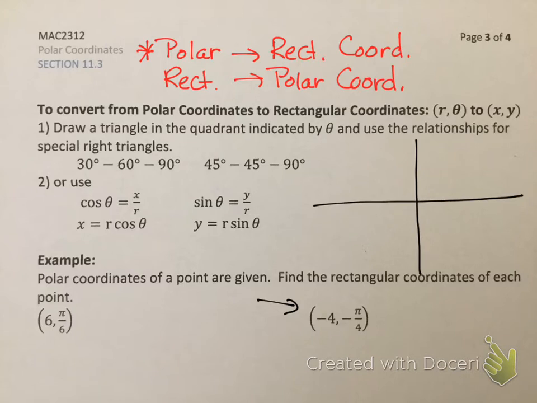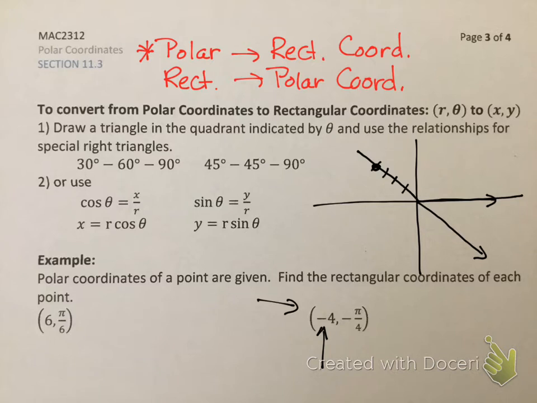Theta is negative pi over 4. So here's the initial side of my angle. Negative pi over 4 would be right here. But because this is a negative, I need to go in this direction. So going out 4 units would put my point right there.